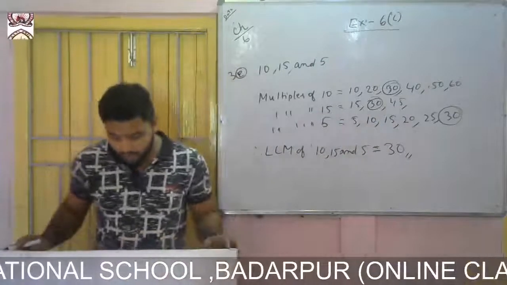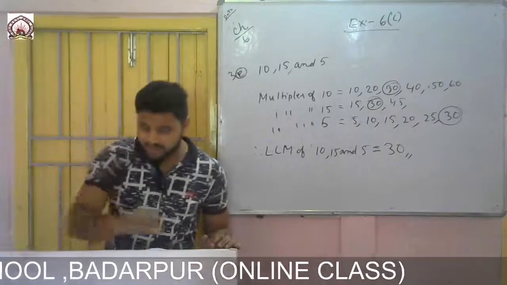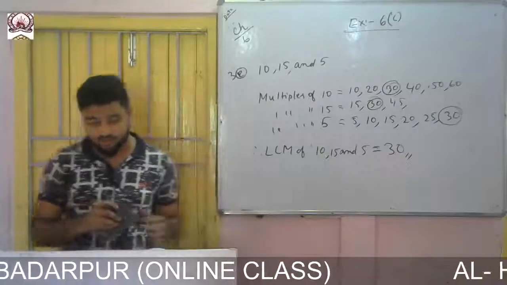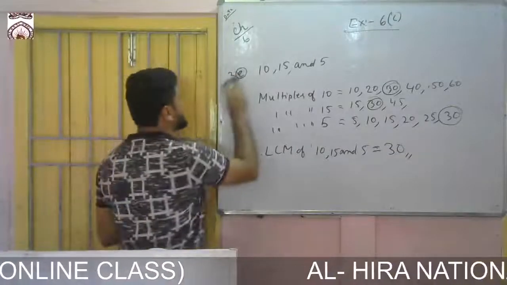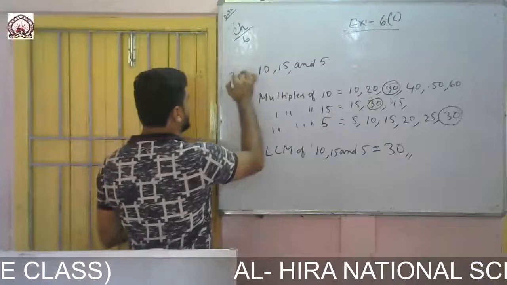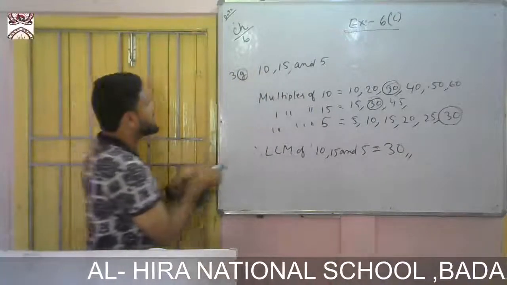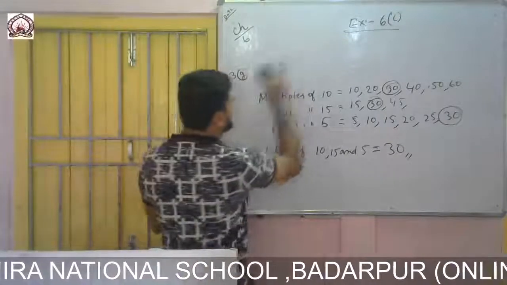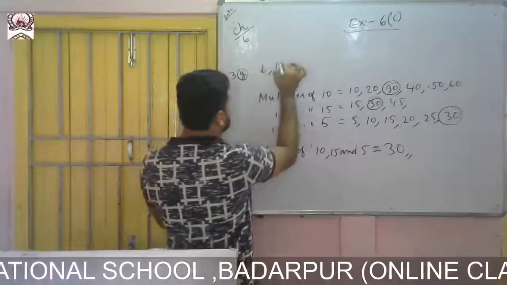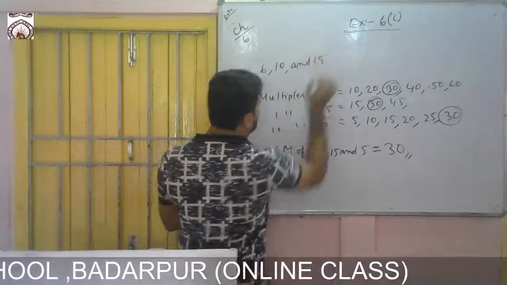Now come to question number 3G: 6, 10 and 15. Maximum numbers I have done, so you do the remaining. Six, 10 and 15.